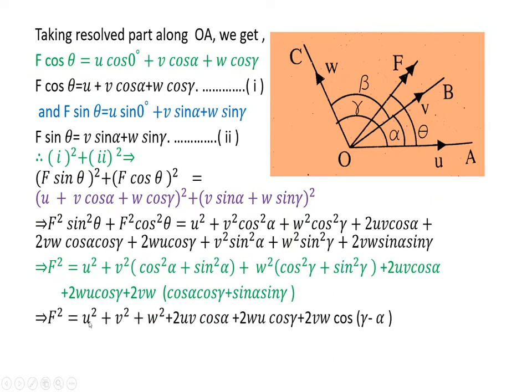Here F square equal to u square plus v square plus w square plus 2uv cos alpha plus 2wu cos gamma plus 2vw cos gamma minus alpha, because sin square alpha plus cos square alpha equal to 1. So we get here v square. u square remains unchanged. w square here, because sin square gamma plus cos square gamma equal to 1. 2uv cos alpha remains unchanged. 2wu cos gamma remains unchanged. Boys, you know the trigonometric formula: cos gamma minus alpha equal to cos alpha cos gamma plus sin alpha sin gamma.